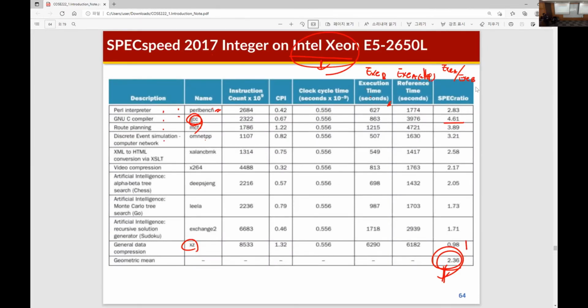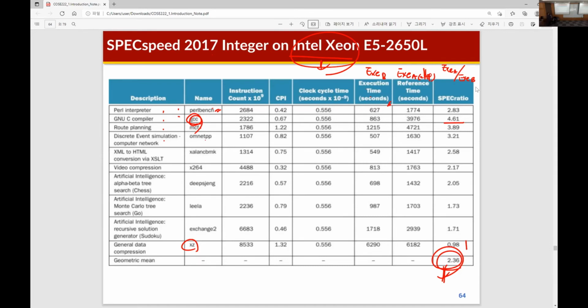Then, I already explained this. This table shows how we can calculate the SPEC ratio. It's actually the same as how we compare the performance of two different systems. We just measure the execution time, and then we calculate the ratio of two different execution times. That means two different latencies.